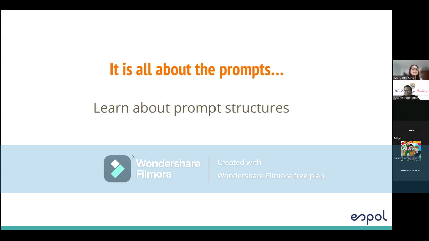The other one is all about the prompts, the instructions that you give to the tools. You have to learn how to create a nice prompt structure. You're going to see that the different tools have different ways to organize the prompts.